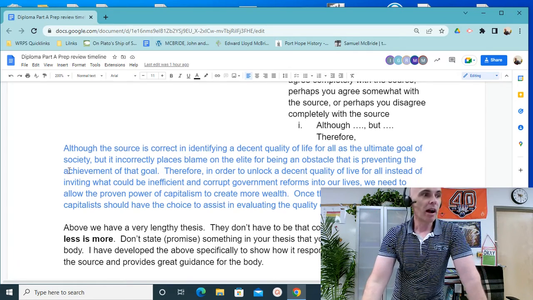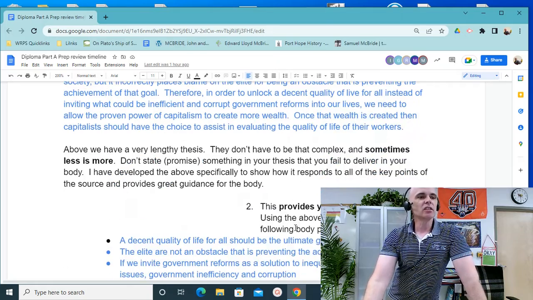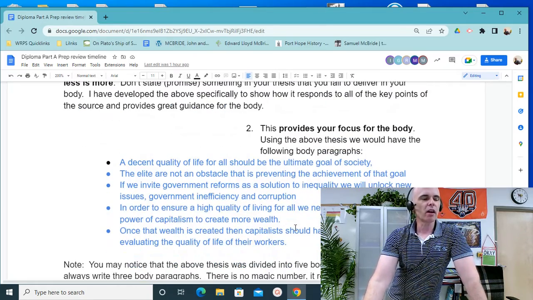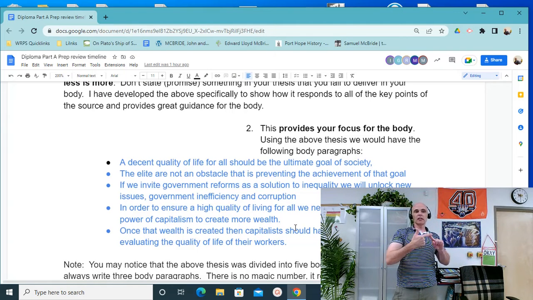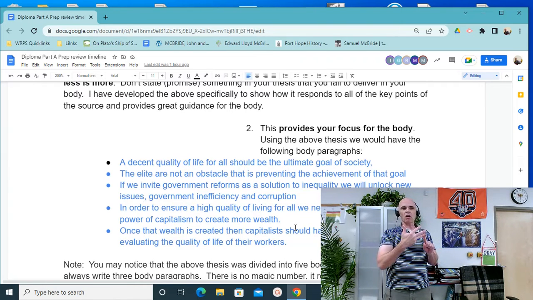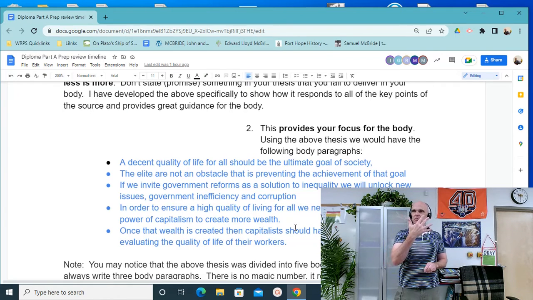And my thesis statement I have there is logically broken up into several paragraphs. A decent quality of life for all should be the ultimate goal, paragraph 1. The elite are not an obstacle, paragraph 2. If we invite the government in, it's going to create new problems, paragraph 3. In order to ensure equality of life for all, we need to embrace capitalism, paragraph 4. Once we do that, then capitalists should have the choice to help others, paragraph 5. The thesis statement creates the paragraphs.